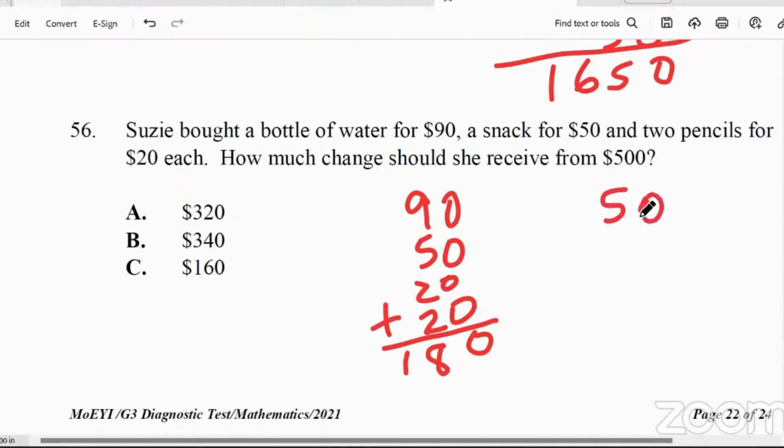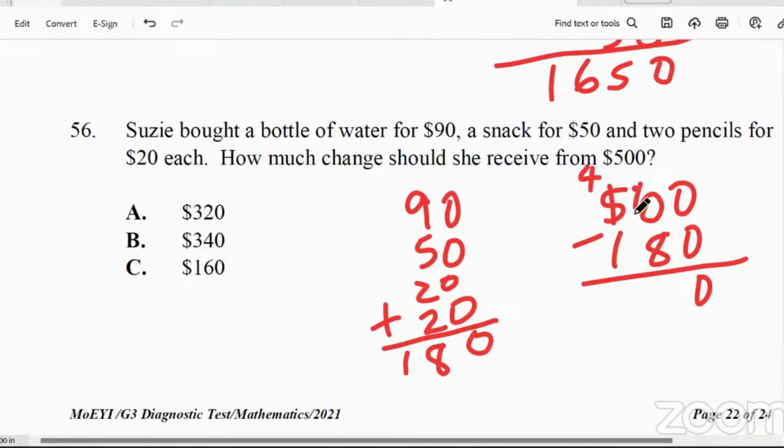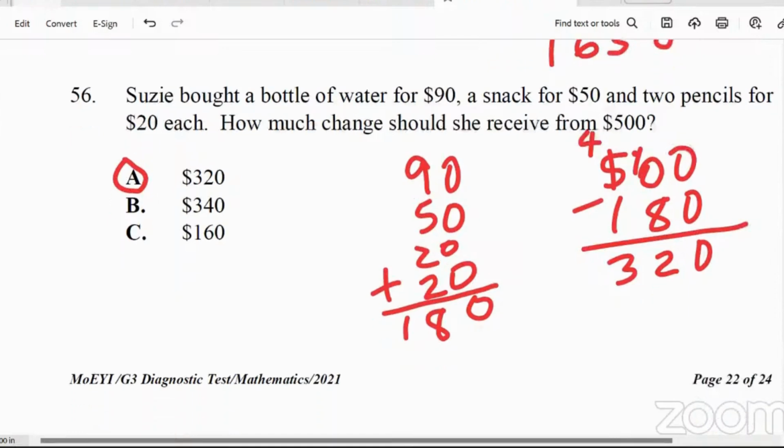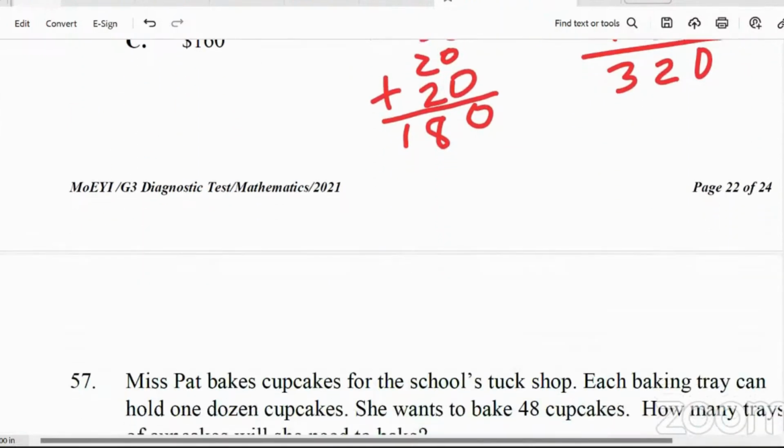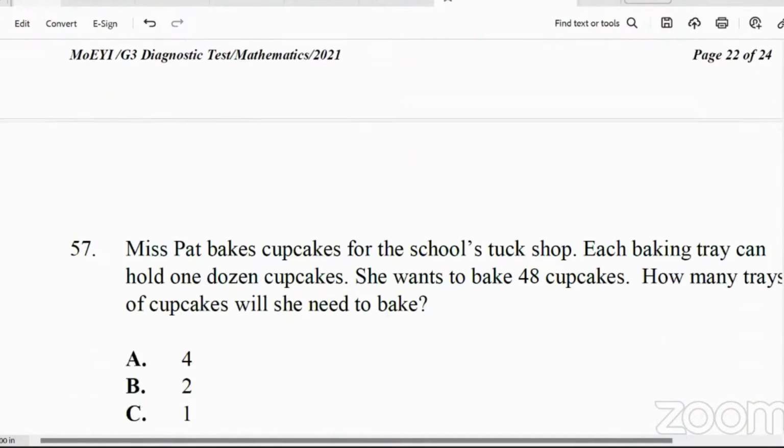So we have 500 and we're going to subtract 180. 0 minus 0, that's 0. 0 minus 8, we cannot, so we have to go get a unit from here. This leaves 10. Now we have 10 minus 8, that's 2. 4 minus 1, that's 3. So the change you should receive from 500 is $320. Remember, guys, read the questions carefully. They're not very hard, but sometimes there's a little bit of a trick, just to see if you're reading carefully. So make sure you do that.